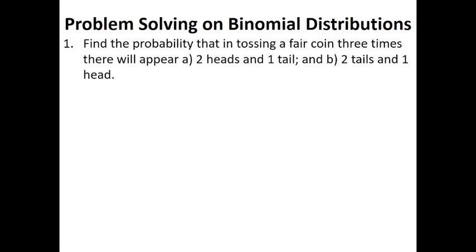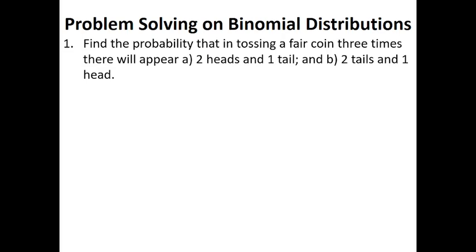So, problem solving on binomial distributions. Find the probability that in tossing a fair coin 3 times, there will appear 2 heads and 1 tail, and 2 tails and 1 head. So if we are to toss a coin 3 times, we are to determine the probability that there will appear 2 heads and 1 tail, and 2 tails and 1 head.